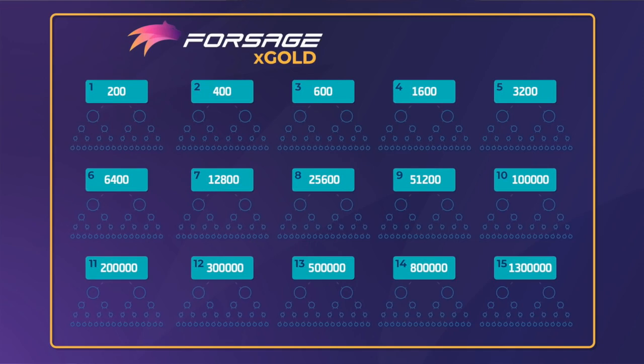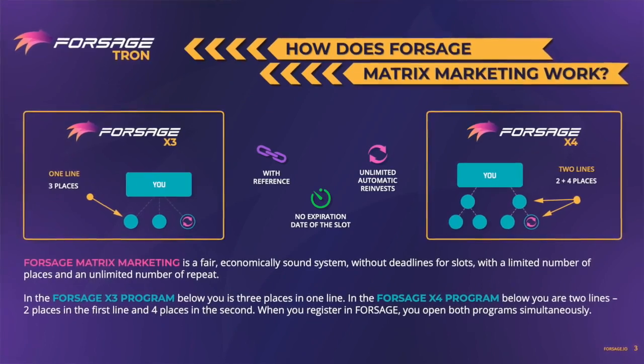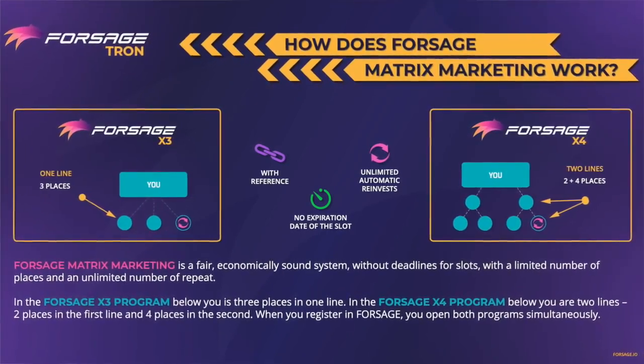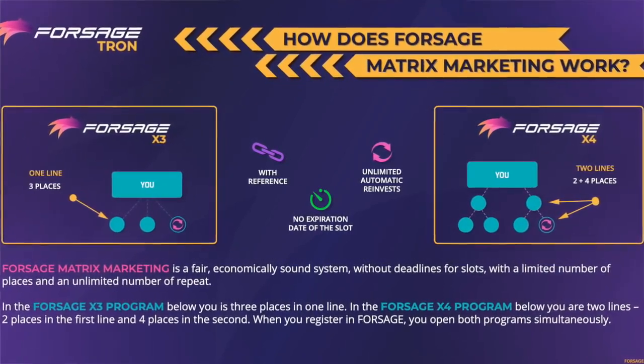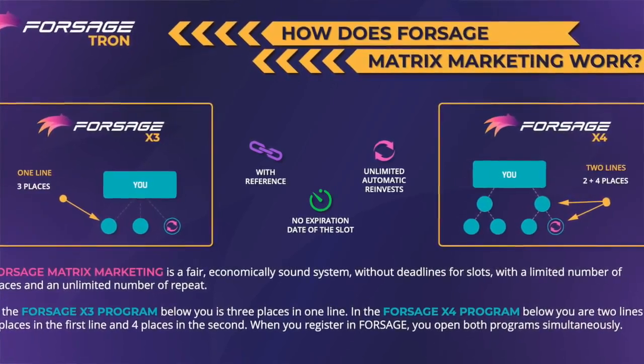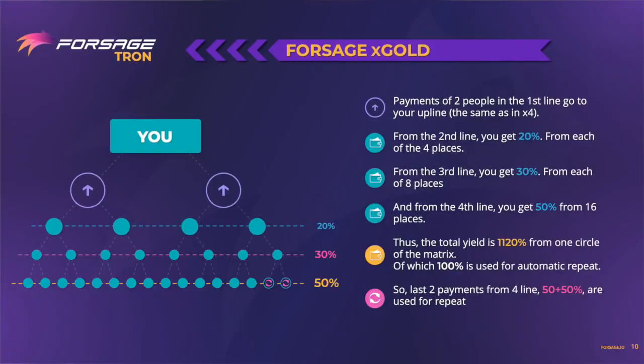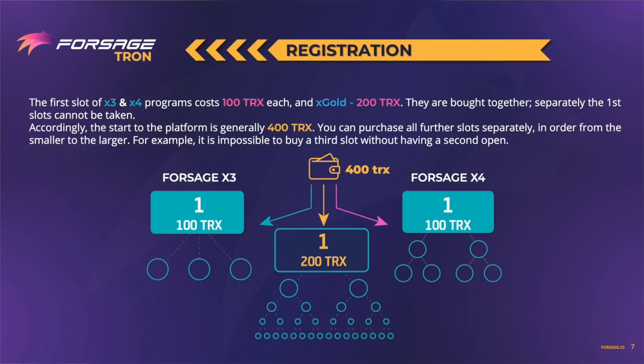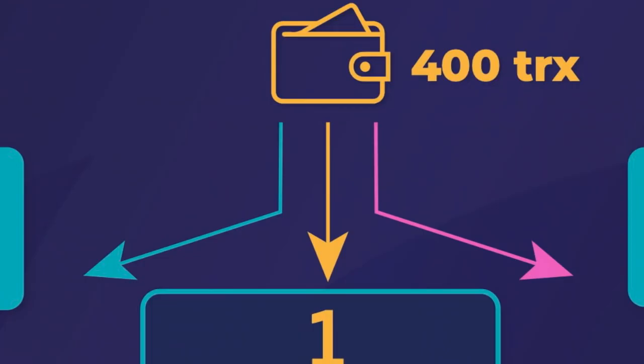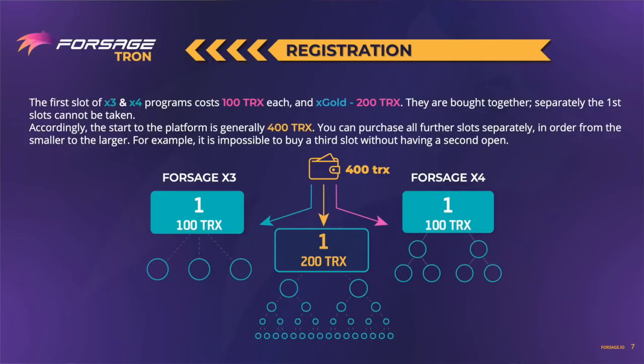If you join marketing on Tron at the pre-launch, before the launch of xGold, then you need 200 Trons for registration and only 2 programs are activated, X3 and X4. When xGold starts, it will first be given the opportunity to those who connected at the pre-launch to activate xGold. It will cost another 200 Trons. Then there will be a full start, and entrance for everyone will cost 400 Trons. And all 3 programs are activated at once for each.